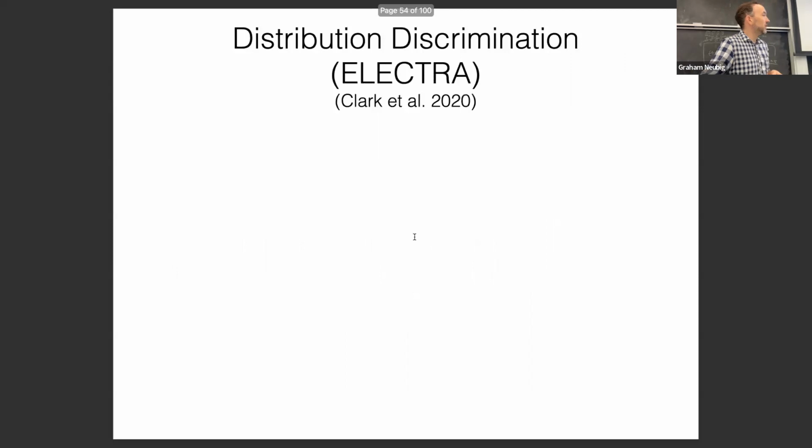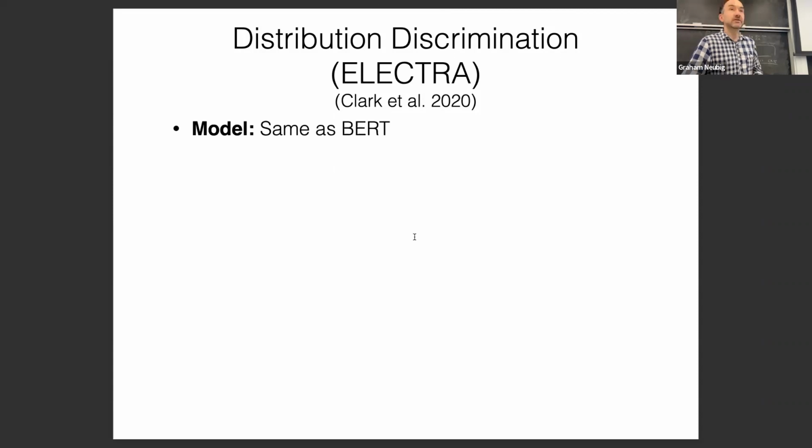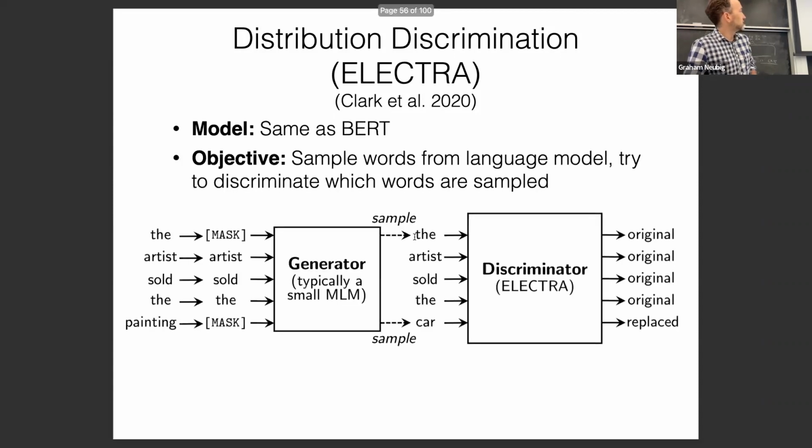So this is Roberta. Another paper that's kind of interesting is Electra, and you'll also hear some people using the trained Electra model. The model architecture is the same as BERT, but they have a different objective, and the different objective is basically they have two models. They have a generator that creates noisy sentences, and a discriminator that tries to discriminate whether each token in the sentence is noisy or not.